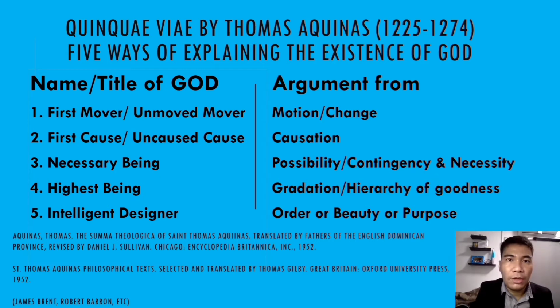This is the 5 ways. In order: first mover, or the unmoved mover as the title of God, from the argument of motion; then first cause, or the uncaused cause, this could be the name of God, in terms of causation; then necessary being, in terms of possibility and necessity, or contingency and necessity; then the highest being, in terms of gradation or the hierarchy of goodness; and then the intelligent designer, in terms of beauty or order or also purpose.